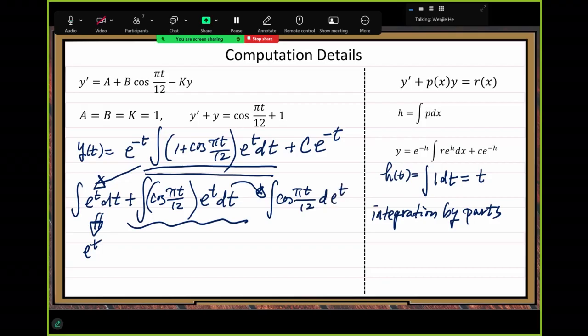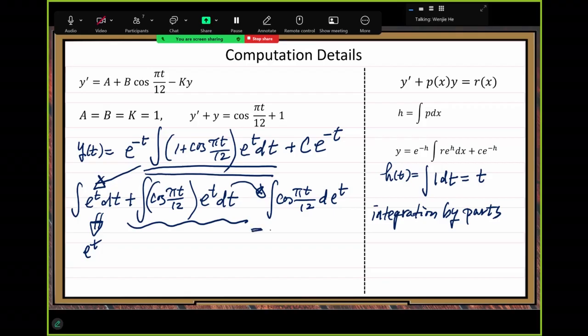I wrote it in this way, but based on my experience last year, many students didn't feel comfortable writing this way because they want to write u and v explicitly, what function u is and what function v is. That's okay, use your favorite way. For me, you have u dv, uv, then you do the integration by parts. Many students do not feel comfortable using differentials, but I use differentials a lot.